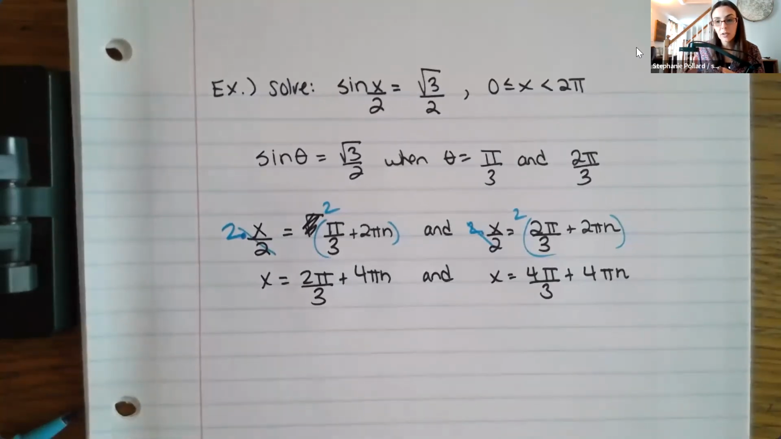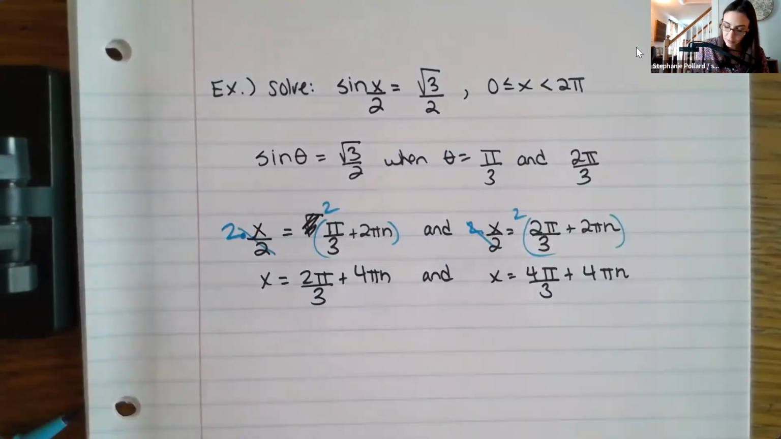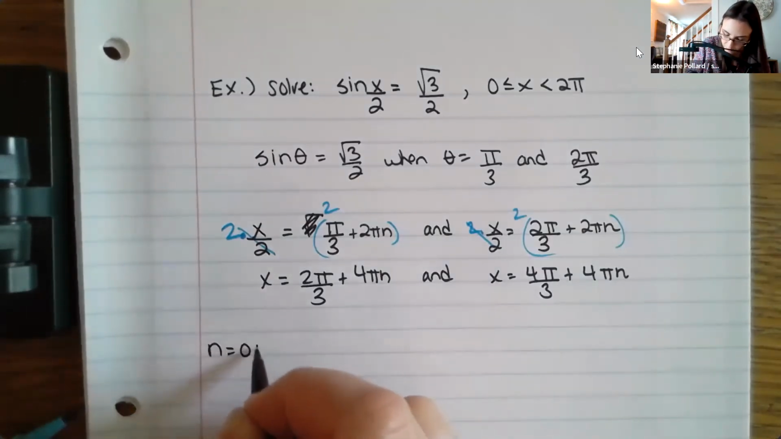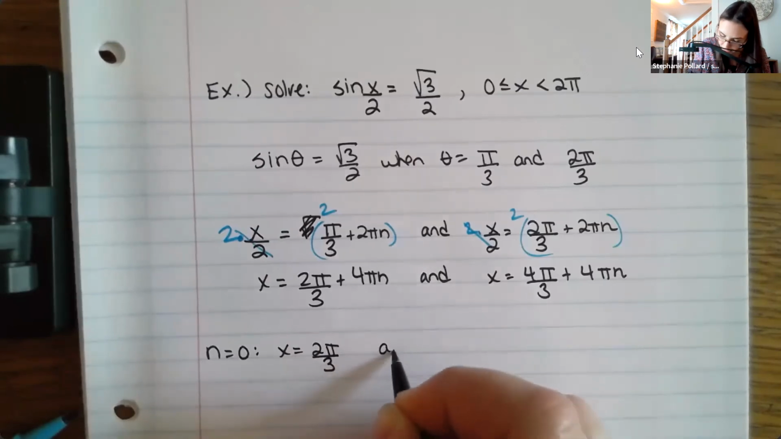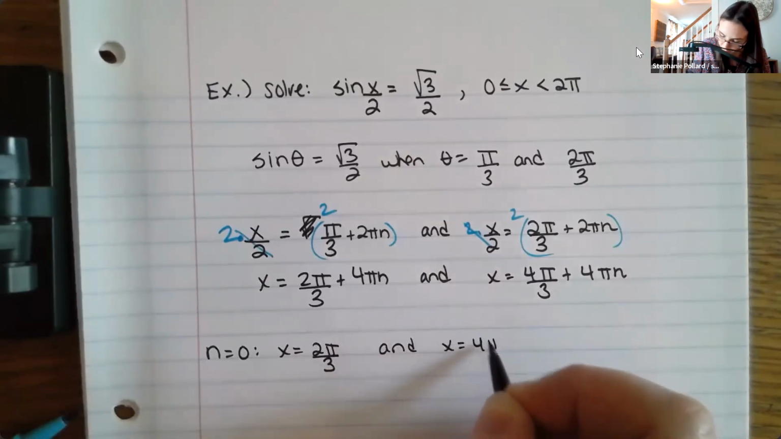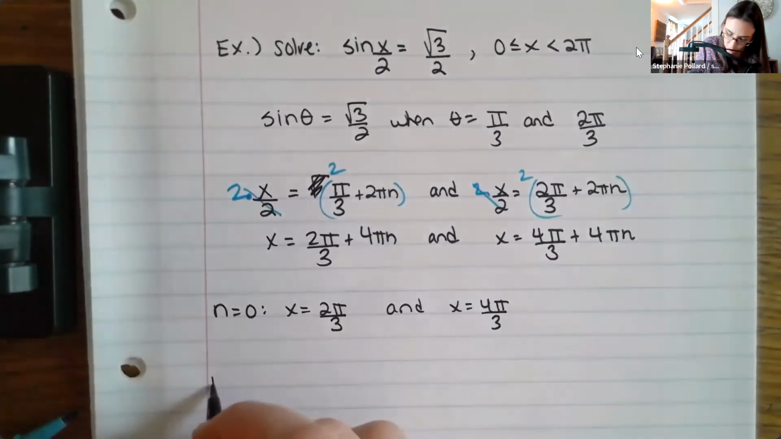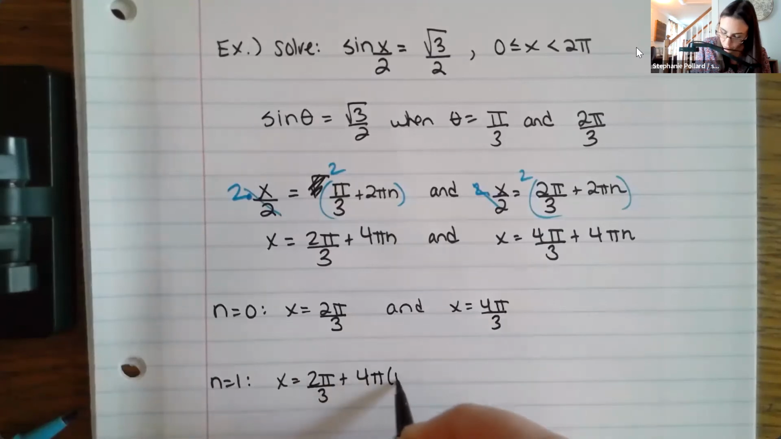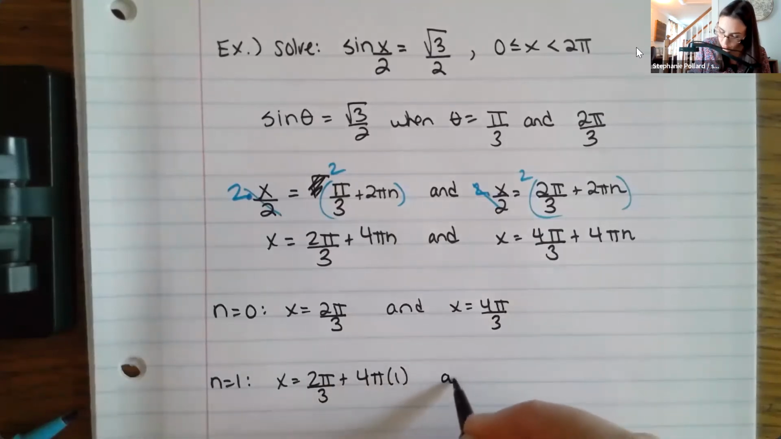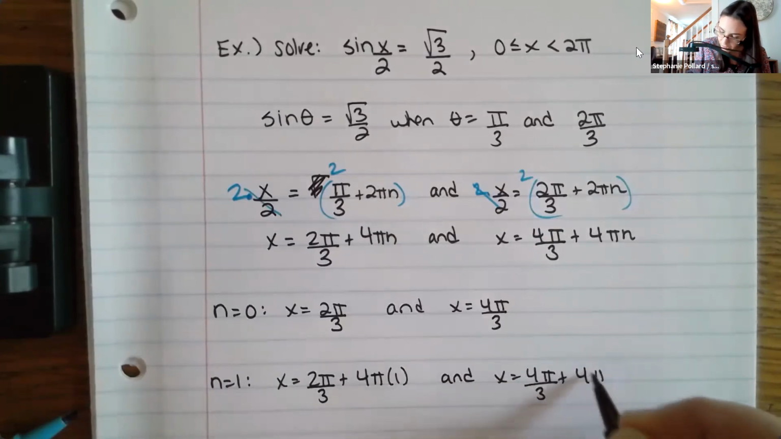Now, your initial answers should be there because we started with 0 to 2 pi already. We looked at that first group. So when n is equal to 0, your first answer is 2 pi over 3. And your second answer is just 4 pi over 3, right? Because this piece cancels out. Now, what happens is when you go to n equals 1 here, it's actually too big because you're getting 2 pi over 3 plus 4 pi times 1, and then also 4 pi over 3 plus 4 pi times 1.